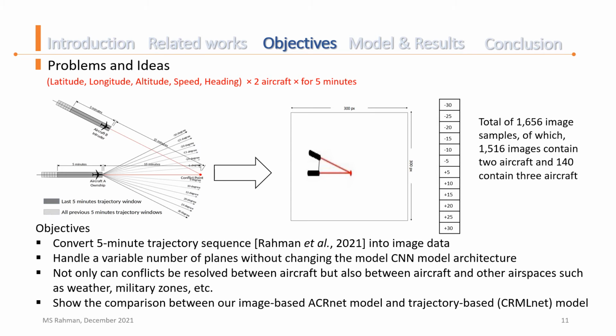We call it ACRNet. Therefore, our objectives are to convert a 5 minute trajectory scenario into image data. Then the image size will be the same even if the number of aircraft is changed. Therefore, we can handle a variable number of planes without changing the model architecture. Also, not only can conflict be resolved between aircraft, but also between aircraft and other spaces such as weather, military zones, etc. Finally, we show the comparison between the trajectory-based CRMLNet model and our image-based ACRNet model.